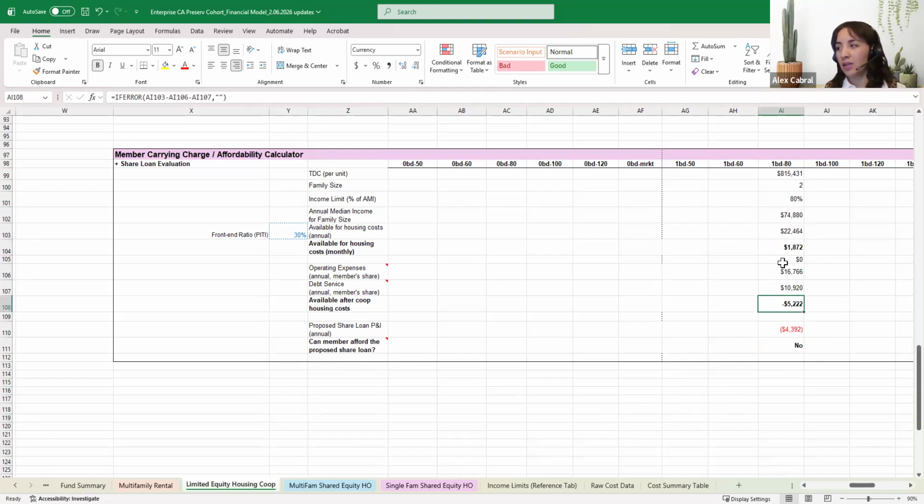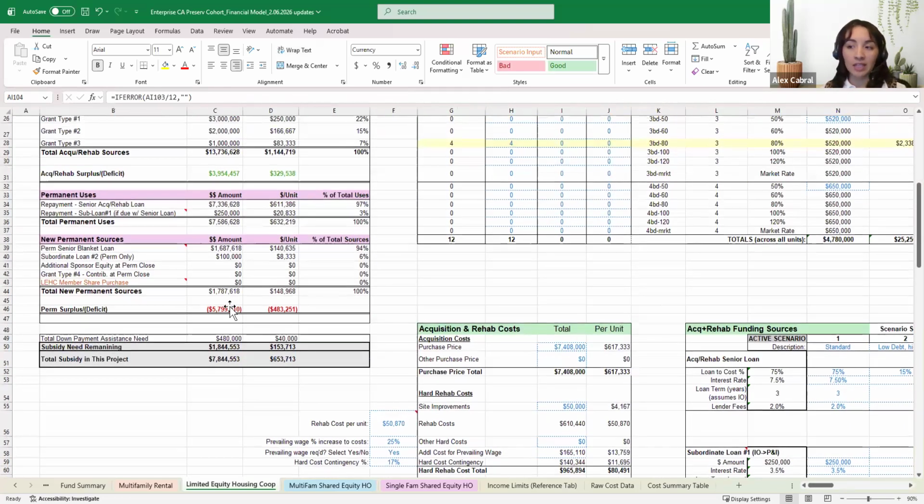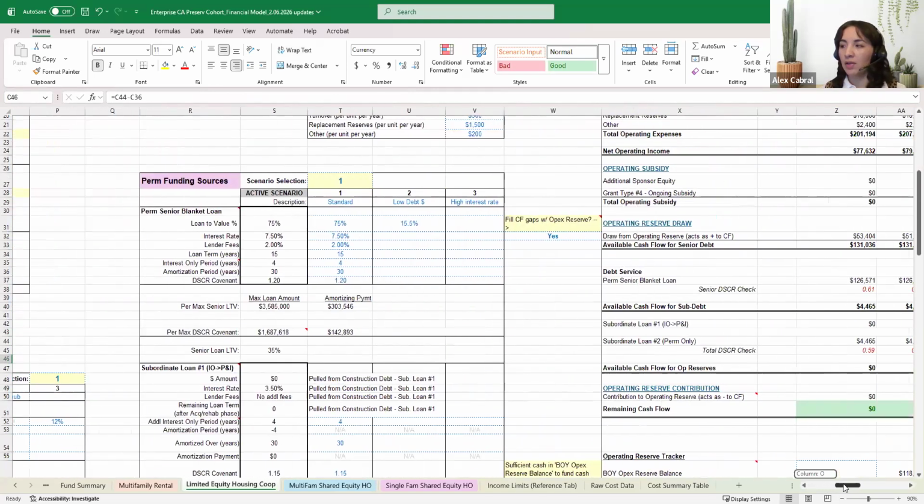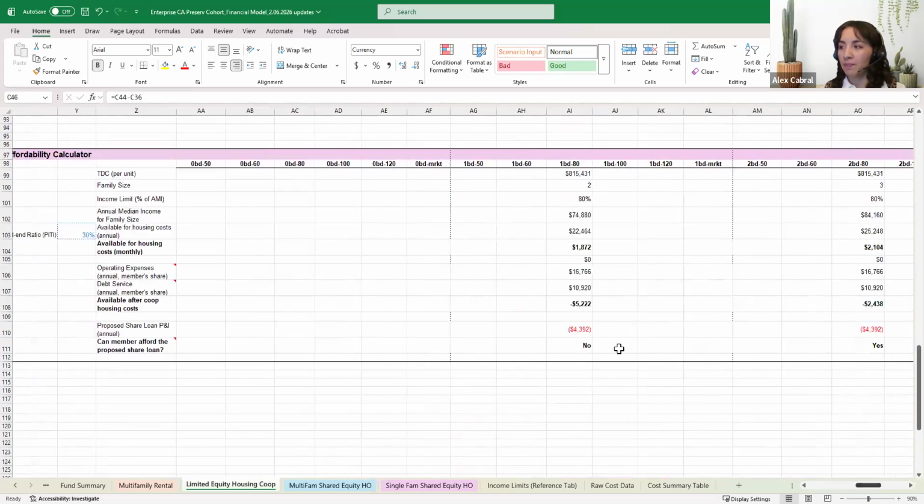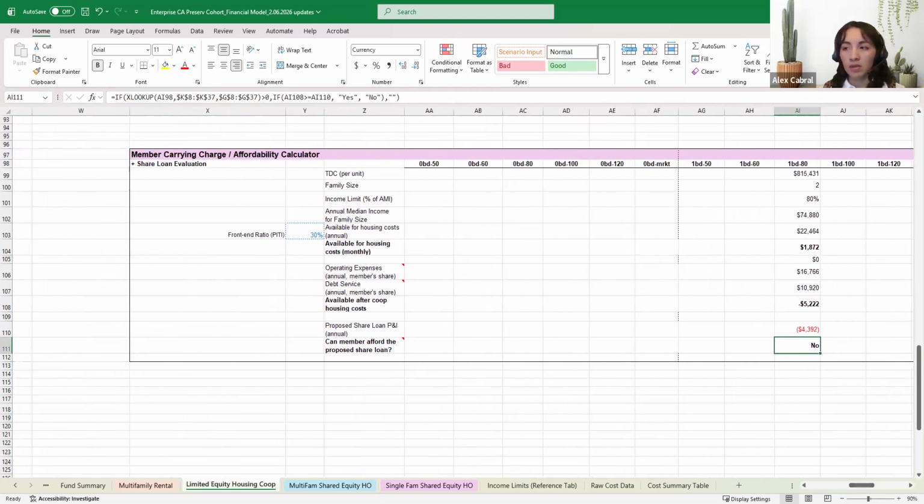I'll say this number looks a bit out of whack because we still haven't balanced the sources and uses. But if we did, this number would fall more in line with what was realistic for this member to pay for the operating expenses and debt service, and whether or not they qualified for a share loan. So those are the major differences in this sheet.